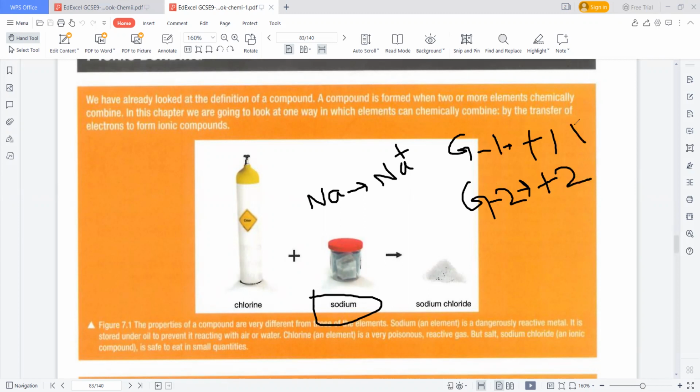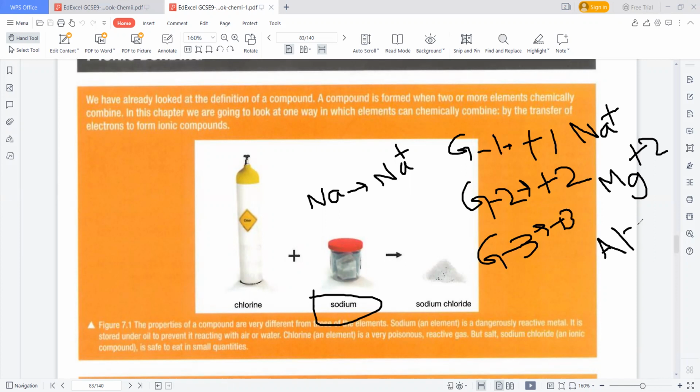For group 1, Na+ is the best example. For group 2, it is magnesium. So magnesium, Mg2+, is able to donate 2 electrons at once. Likewise, group 3 elements generally donate 3 electrons. Aluminium is the most suitable example: aluminium donates 3 electrons, and the charge on aluminium would be Al3+.